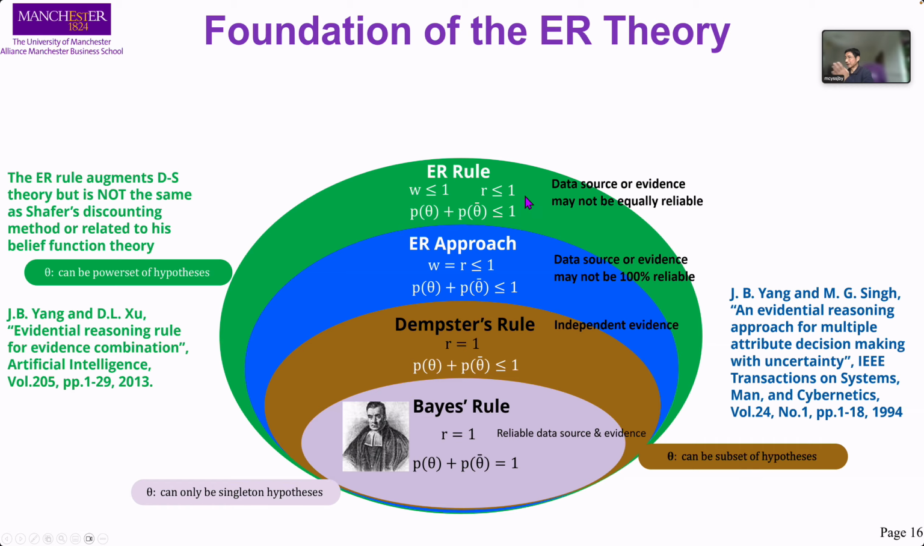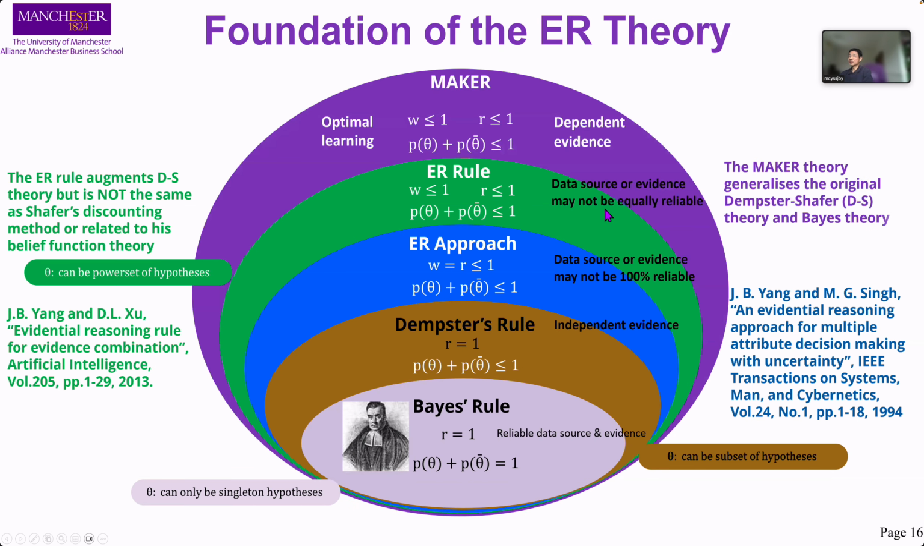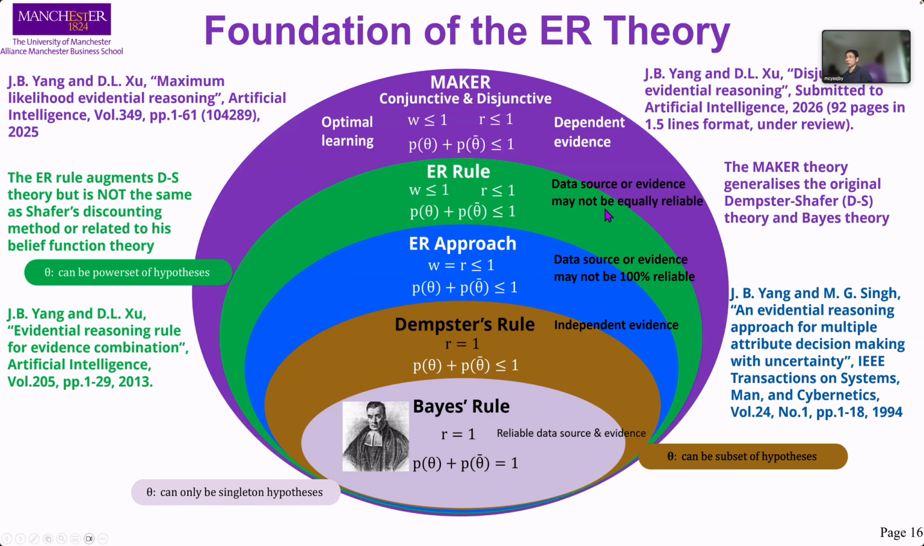Now, both the data source may not be reliable, and the evidence from the data source is not reliable. Their reliability may not be equally the same. They can be different. And most recently, we have generalized this idea to support generic probabilistic inference with both dependent evidence and also by optimally training the parameters for supporting both conjunctive reasoning and also disjunctive reasoning. So in real systems, this may be the case.